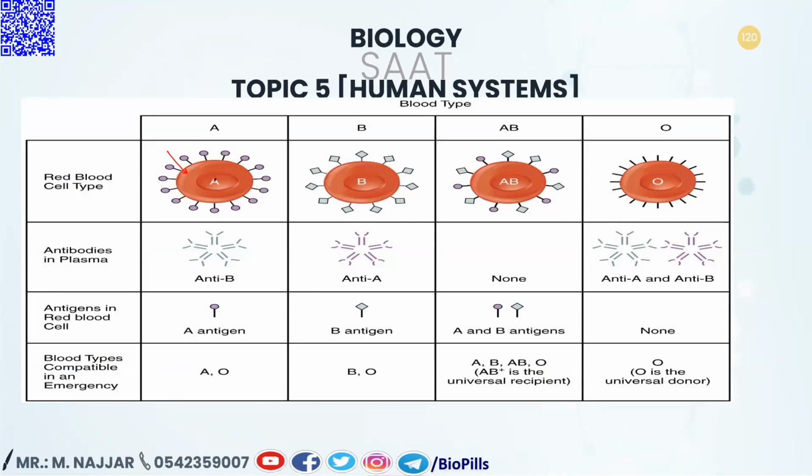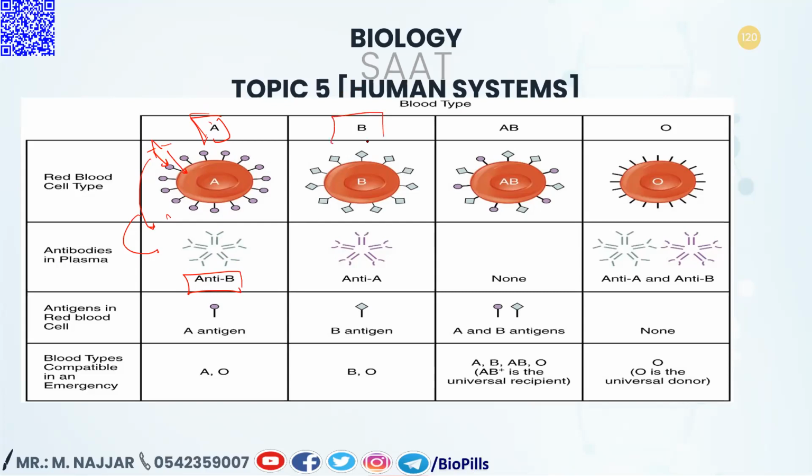On the surface of the RBCs in blood type A, there is antigen A, and in the plasma there should not be antibody A. Because if there is antibody A in the plasma, the antigen A will combine with the antibody A and cause clotting. That's why a person with blood type A has anti-B in the plasma, so there is no problem at all for that person.